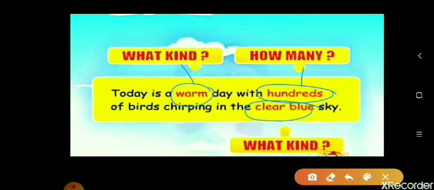Okay. Today is a warm day. What kind of day? Warm day. With hundreds of birds. How many birds? Hundreds of birds. Chirping in the clear blue sky. What kind of sky was that? Blue, clear blue sky. Now moving on to the next.